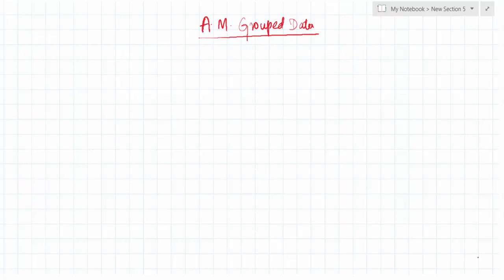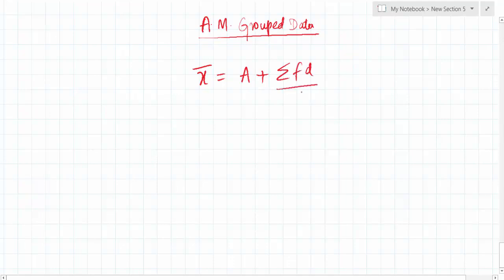How to find out arithmetic mean when you have grouped data with class intervals? In such a case, you have to make use of this formula where your x bar is going to be the arbitrary number which you are going to pick up, plus summation of fd divided by n. Then you have to multiply it by an item called c.